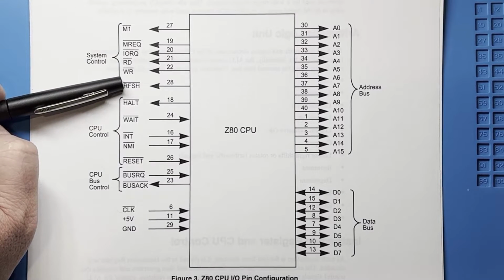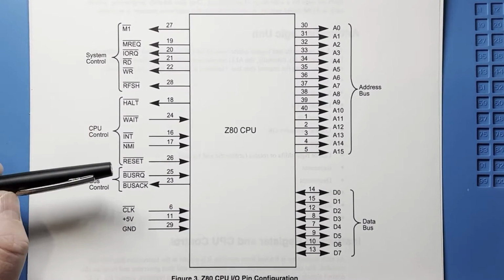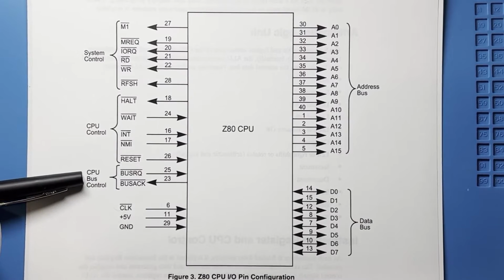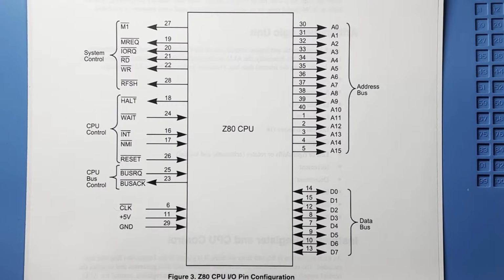Refresh is only used with dynamic RAM, which I'm not using, so I'm going to ignore that for now. And I'm not going to talk about the bus control at this time either, as it isn't used in the system yet, but I will address it in the future.